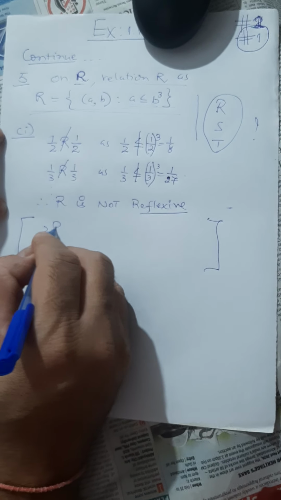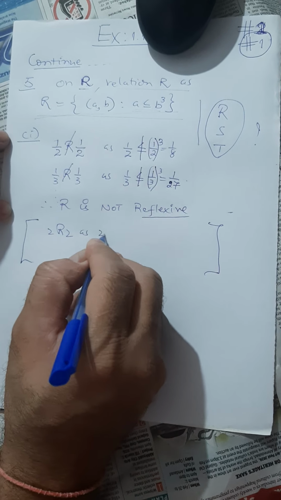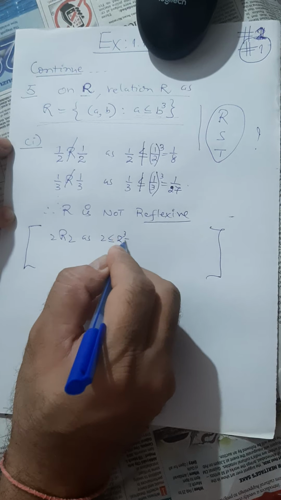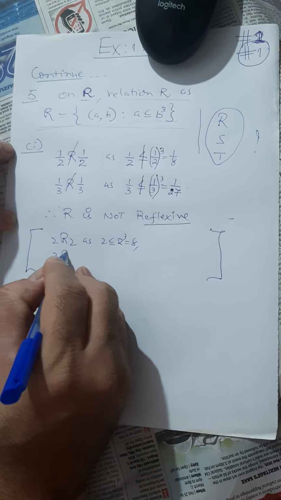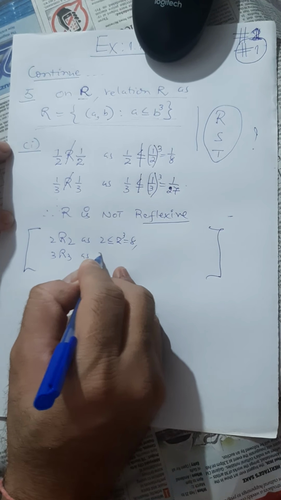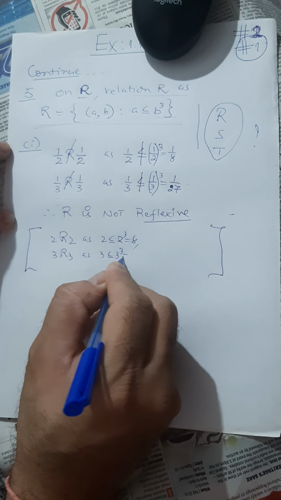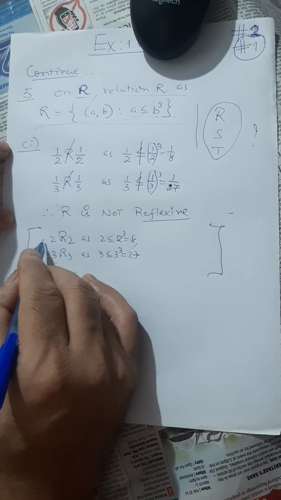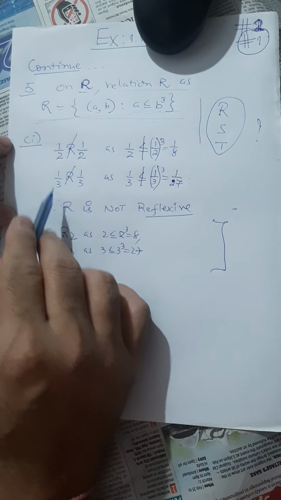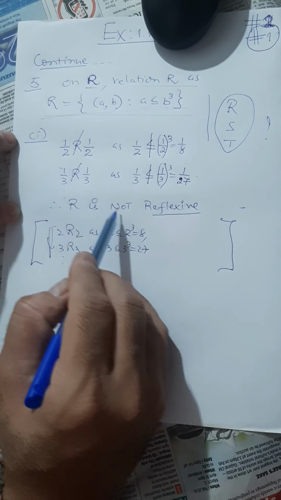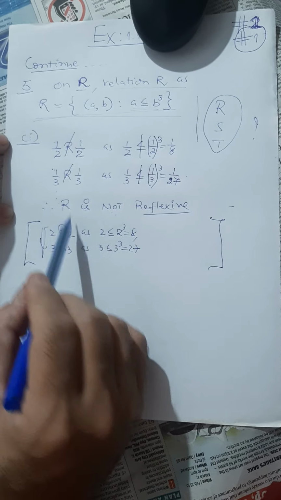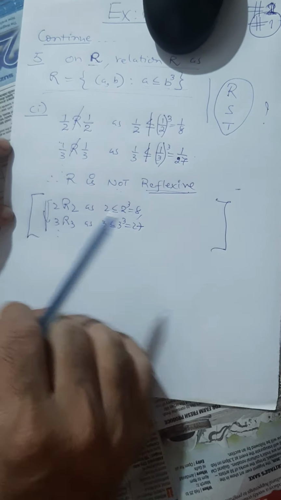If I take 2, obviously 2 is related to 2. Why? Because 2 is less than or equal to 2 cube, which is 8. If I take 3, obviously 3 is related to 3 because 3 is less than or equal to 3 cube, which is 27. But such examples are not important in this case. For fractional values it doesn't hold, therefore it cannot be reflexive.